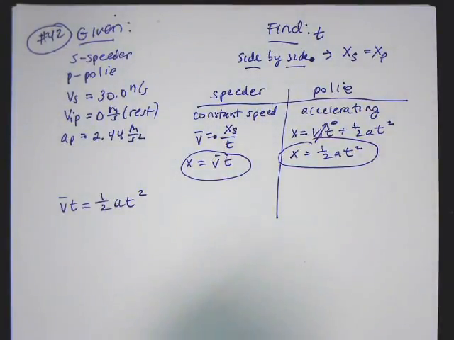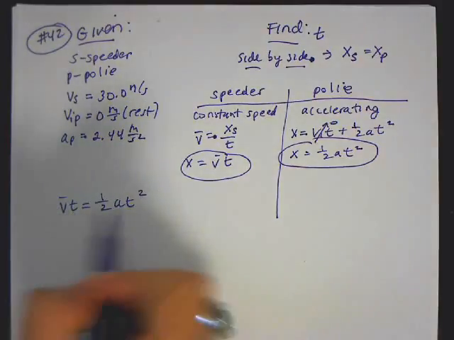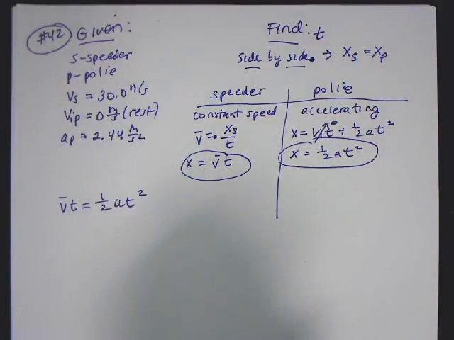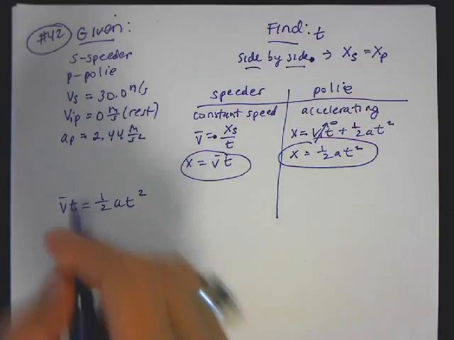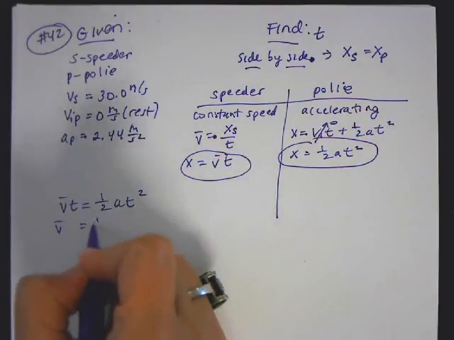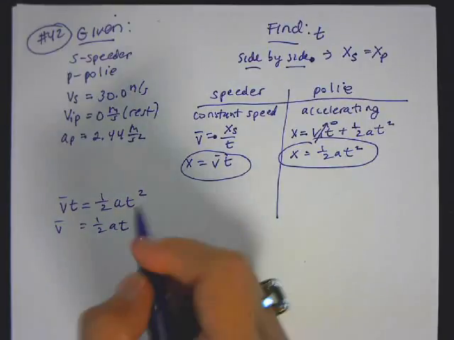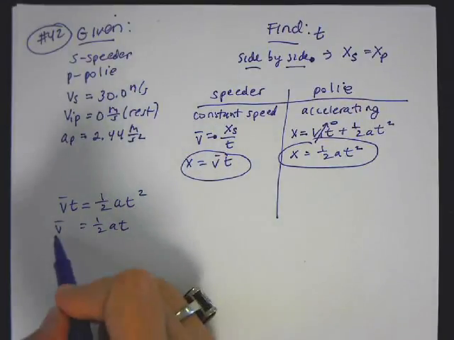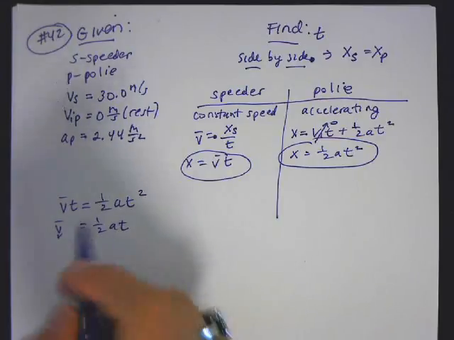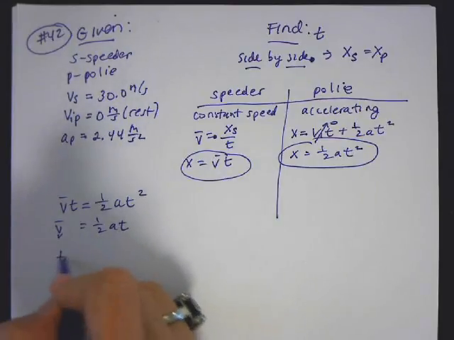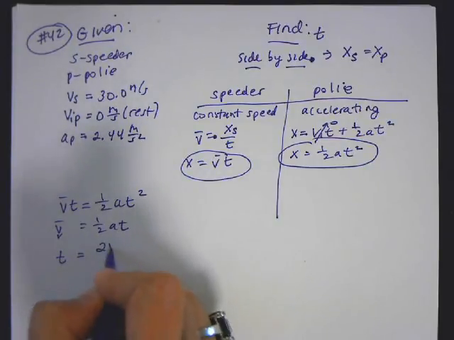What I would do next is I would try to simplify this. You notice how there's a t here and a t here? So if I factored out a t, it might make it a little easier. So I have v is equal to 1/2 a t. And that makes it a little bit easier. Now I want to solve for t, because this is given and this is given. So I'm going to rearrange the equation and say t is equal to 2v over a.